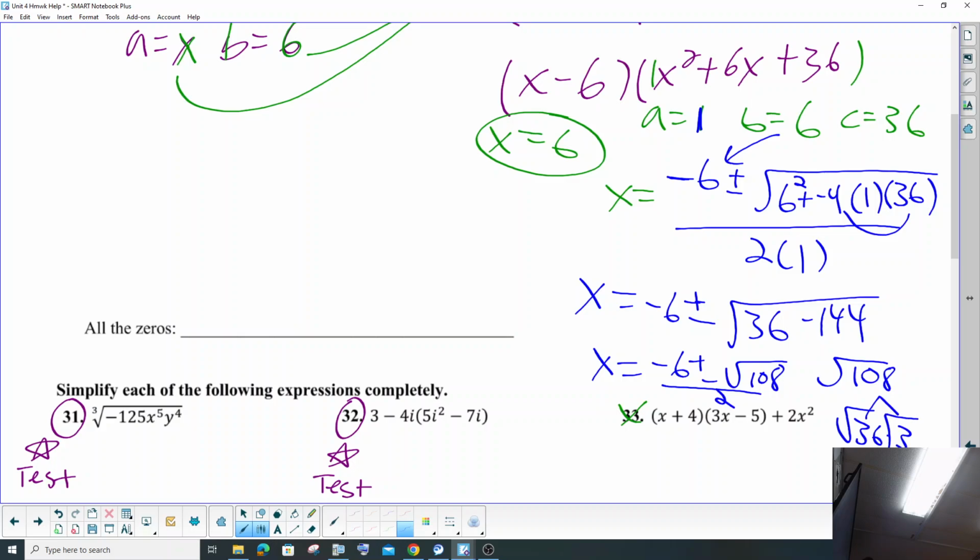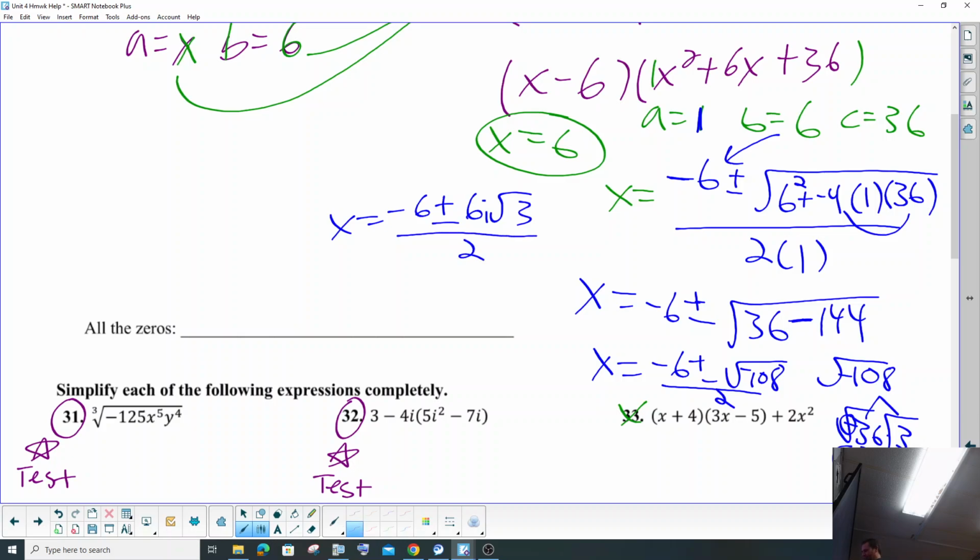And so they're still both square rooted. And the square root of 36 is 6. So then we get x equals negative 6 plus or minus a 6. Wait a second, that's negative. So that's actually a negative 108, so that's a negative 36. And so that means the negative becomes an i. So we have plus or minus 6i radical 3 all over 2.